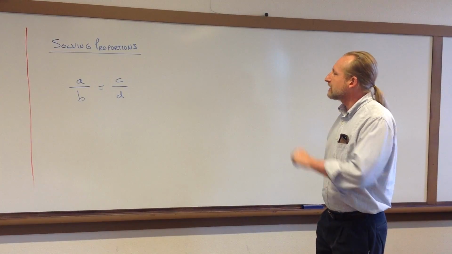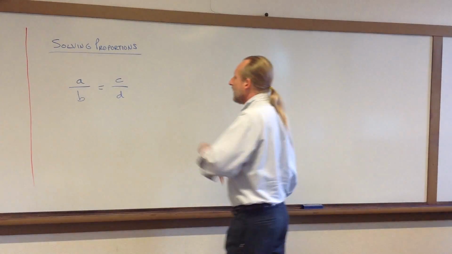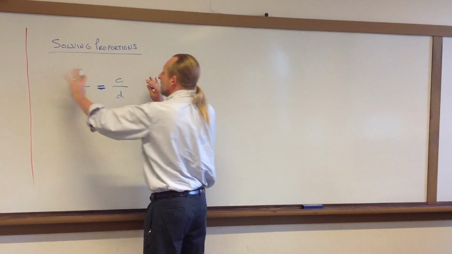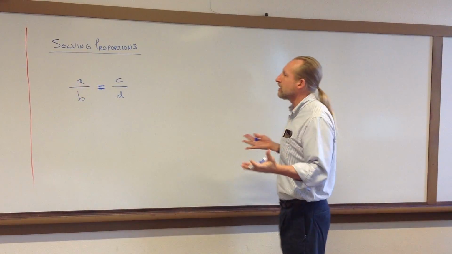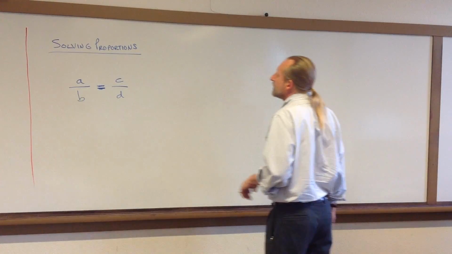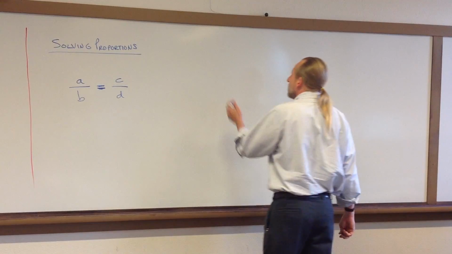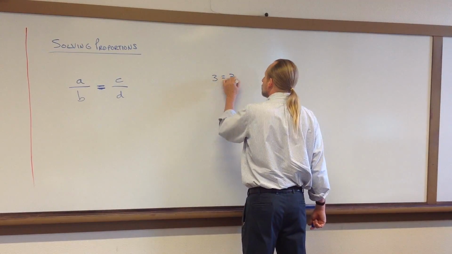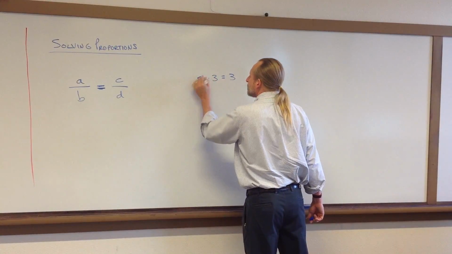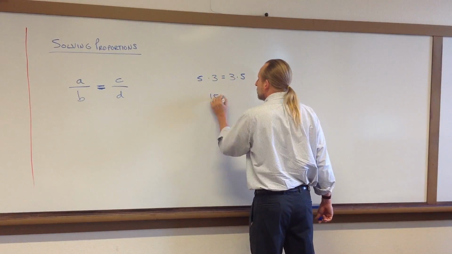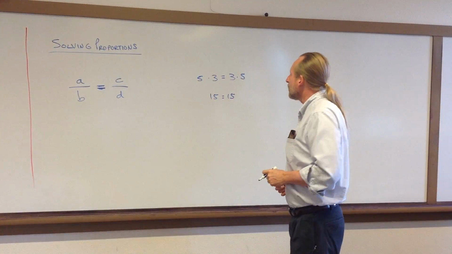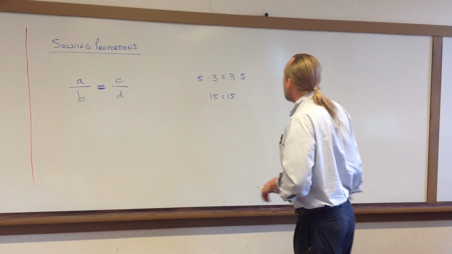Here's the idea: in algebra, when you have an equation, you can do the same thing to both sides and keep everything equal, keep everything in balance. For instance, obviously 3 is equal to 3, that's pretty clear. And if we multiply on both sides by 5, then we get 15 equals 15. It keeps everything in balance. Everything is still equal. Okay, this is pretty straightforward.